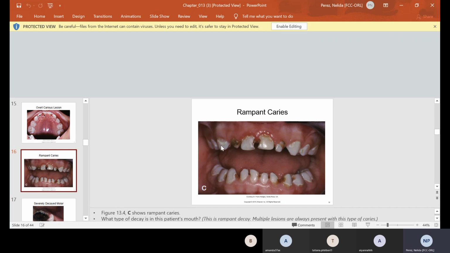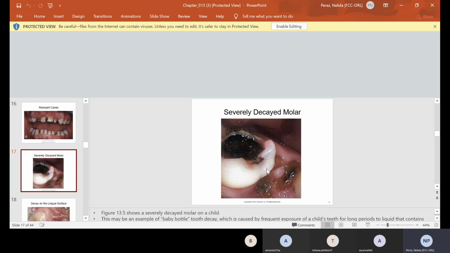And this one has a little bit of everything, because you see the white spots around the gum line, then the brown spots, and then the rampant caries. So the stages there are all over the place. And then here you have a severely decayed molar on a child.